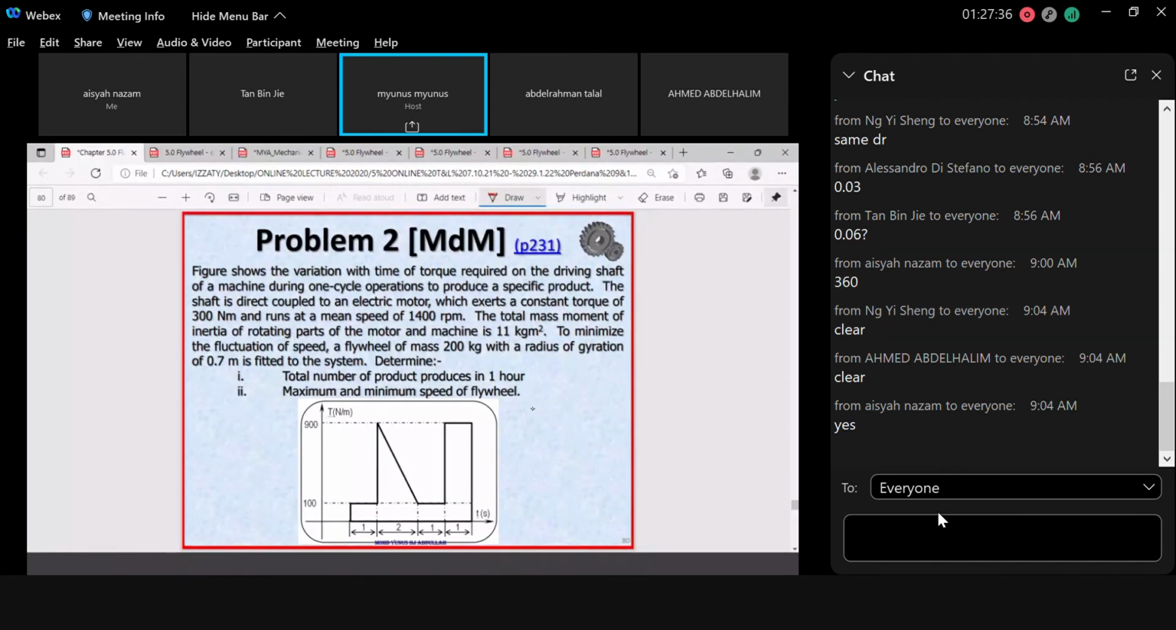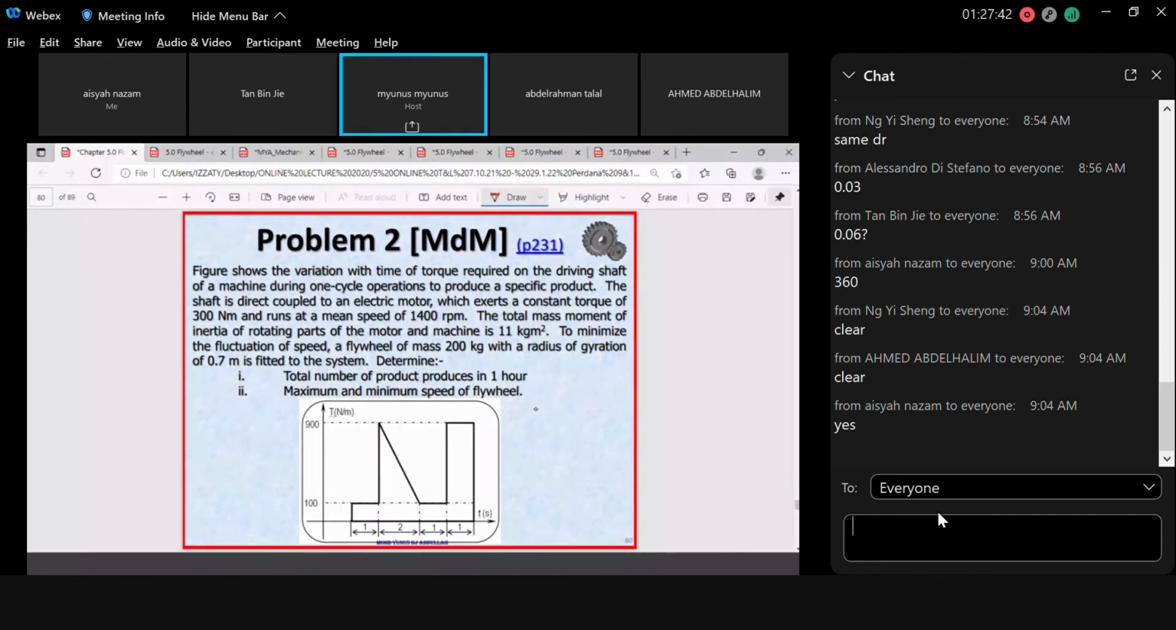The figure shows the variation with time of the torque required on the driving shaft of a machine during one cycle of operation. This one belongs to one cycle. To produce a specific product, we do not know what type of product they are dealing with, the shaft is directly coupled to a motor. So again, this is a motor-driven machine. It exerts a constant torque of 300 newton meter and runs at a mean speed of 1400. This one now is 300. T-mean is given.